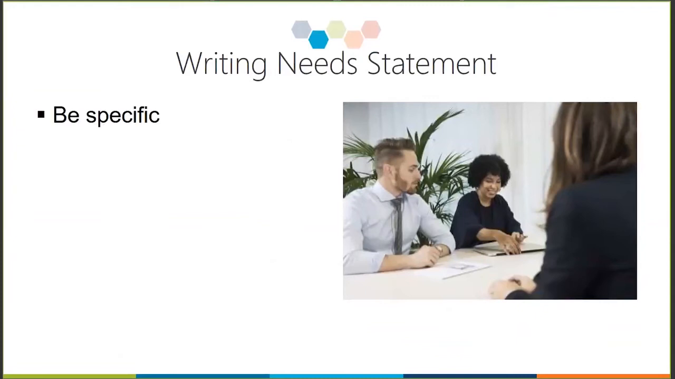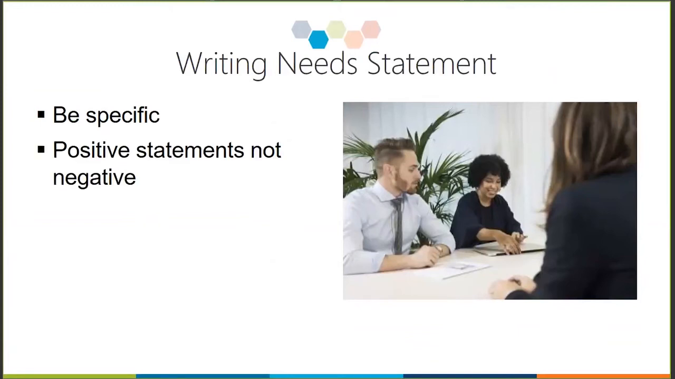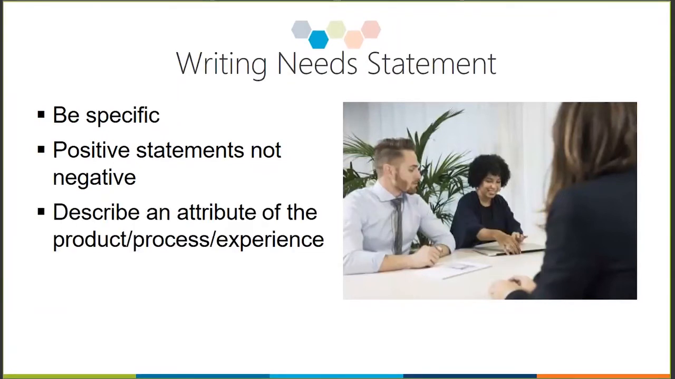First of all, you want to be specific about what that actual need is. You want to be using positive statements instead of negative statements. You want to describe an attribute of the product, process, or experience that the user is defining or discussing. You want to avoid the words must and should because those are declarative statements. And again, we're not saying that these are exactly what needs to be solved, but we are coming up with a general idea or an approach. So you want to avoid must and should.